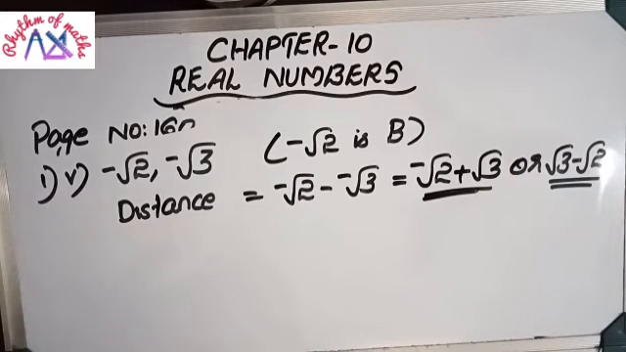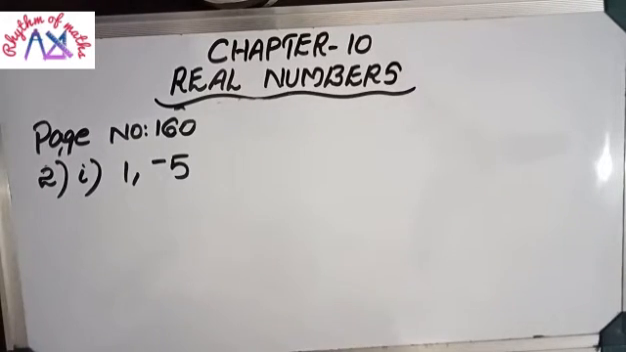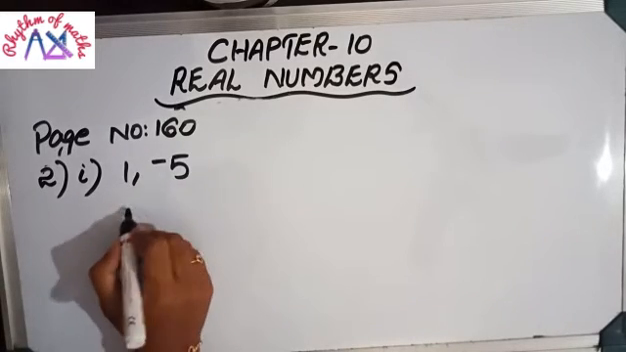So the first question is over. Now the second question is to find the midpoint of the same numbers. Find the midpoint between the same numbers given in the first one. So let's do the first one. In the first sub question, the numbers are 1 and minus 5. We need to find the midpoint of 1 and minus 5.